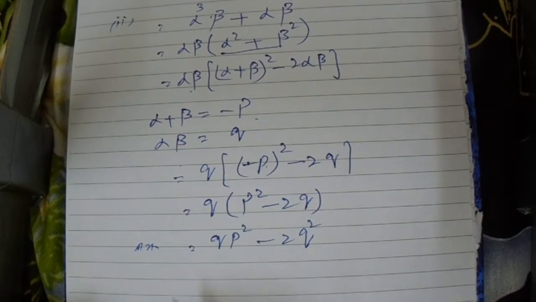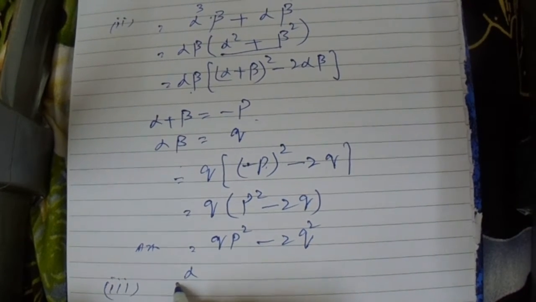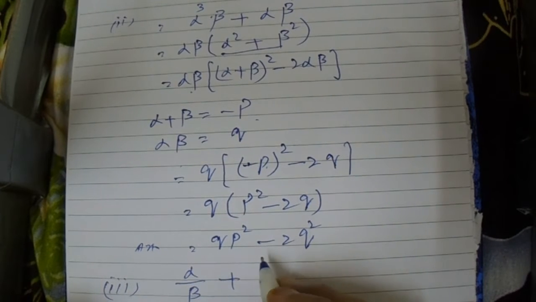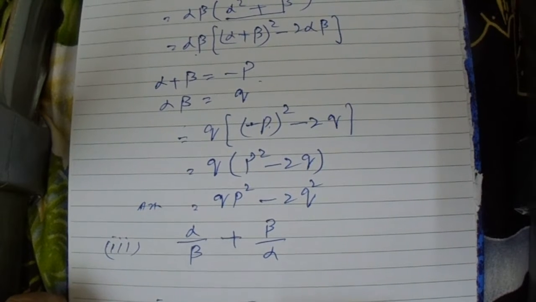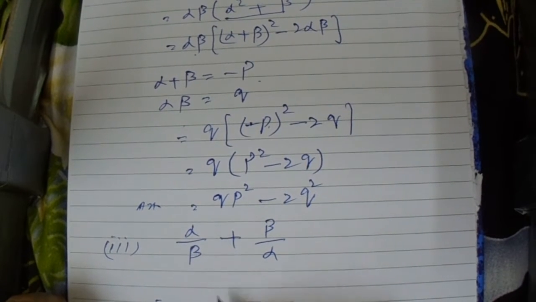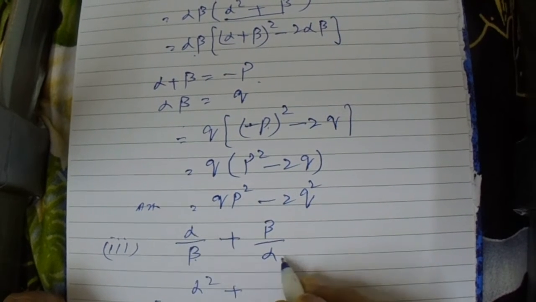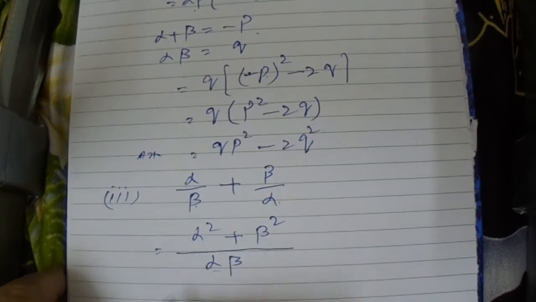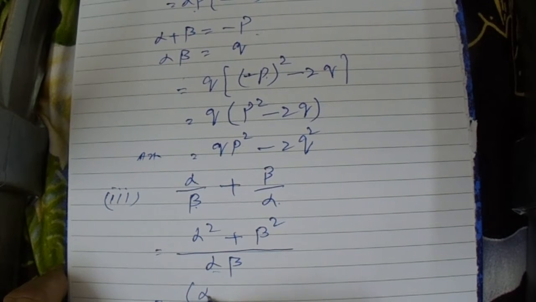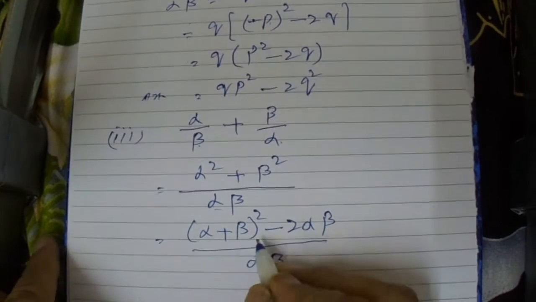Now the third part of this question is alpha over beta plus beta over alpha. We take the LCM of this, and the LCM is alpha into beta. Divided by this, we get alpha, and alpha multiplied by alpha is alpha square, plus beta divided by this, beta multiplied by beta is beta square. We know that this is equal to alpha plus beta whole square minus 2 alpha beta, over alpha beta.